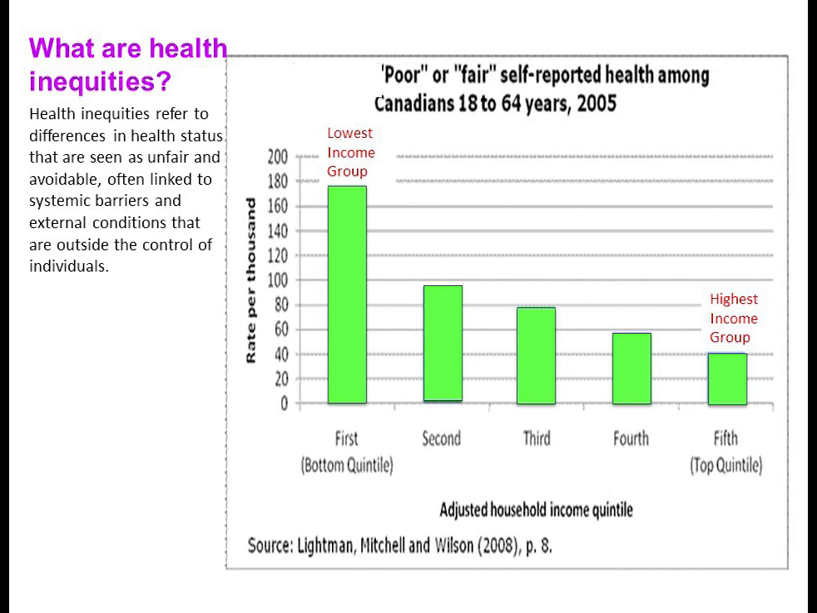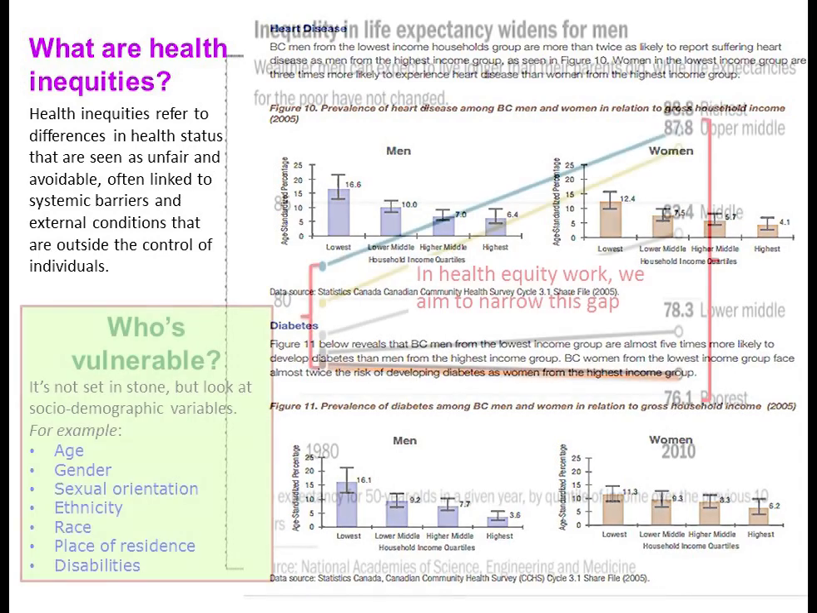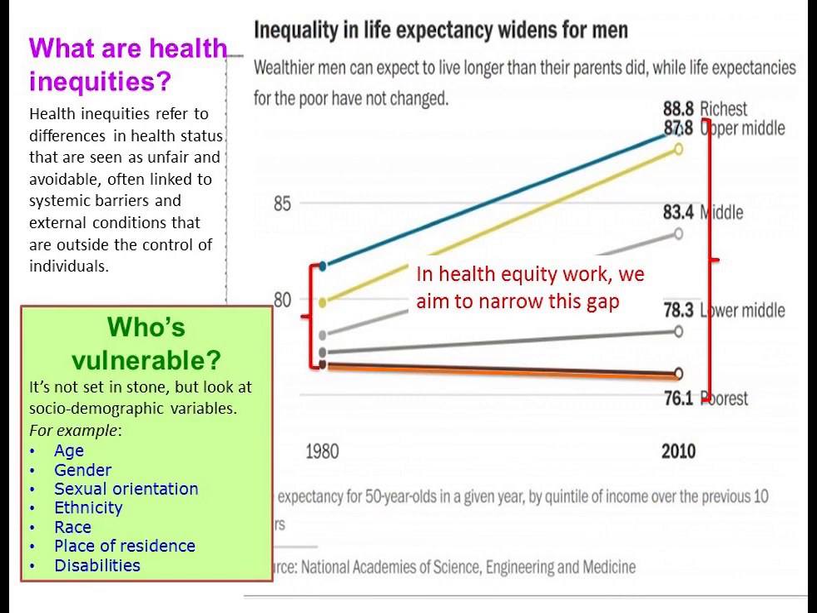So this one shows basically the difference in self-reported health status between low-income groups and high-income groups, with the lower-income groups reporting higher levels of poor and fair health than those of the higher-income groups. And you can see it's a gradient there. So the lower your income, the higher your rate of poor or fair health. This one shows, and I'm not going to get into detail of this one, but it hones in on specific disease groups, so heart disease and diabetes. And again, you can see the same grading occurring where the lower income groups are experiencing higher prevalence rates than the higher income groups.